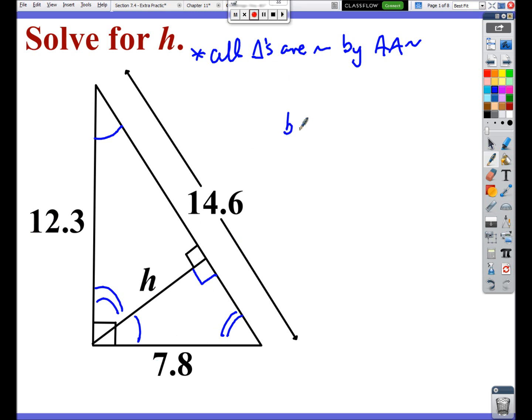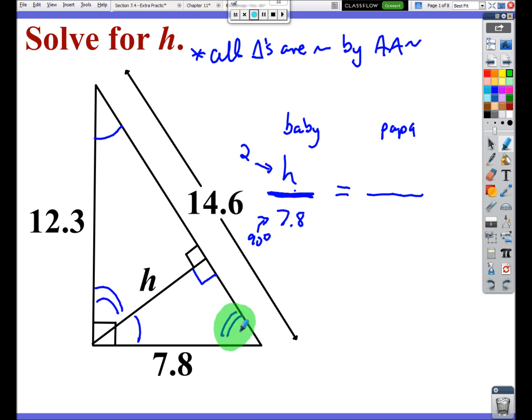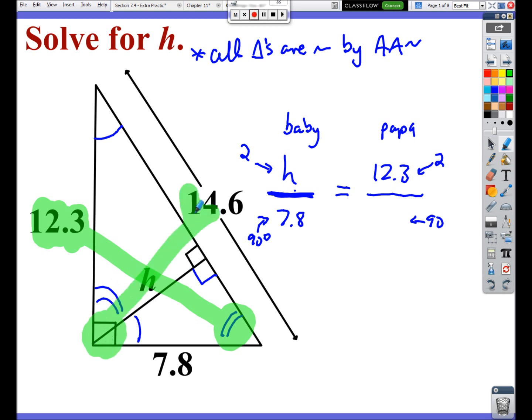So let's go back and do baby, but now with papa. The baby, let's still use the h over 7.8. So again, this was opposite the 2. This was opposite the 90. So now in the papa triangle, what's opposite the 2? So here's the 2 in the papa. Opposite of it is this 12.3. Is opposite the 2. And then what is opposite the 90 in the papa triangle? So here's the big 90 in the papa. Opposite of it is this whole 14.6.